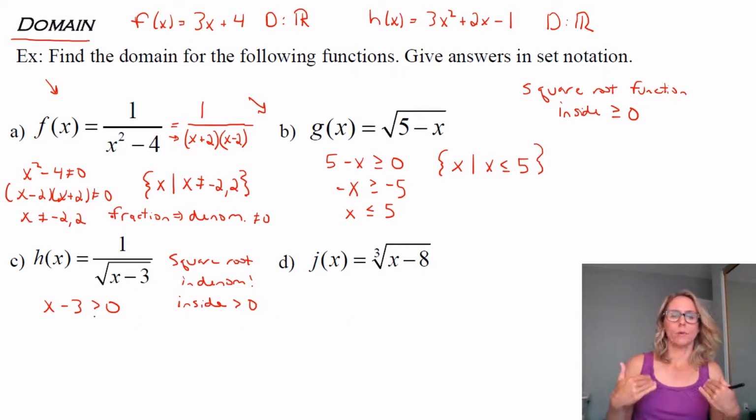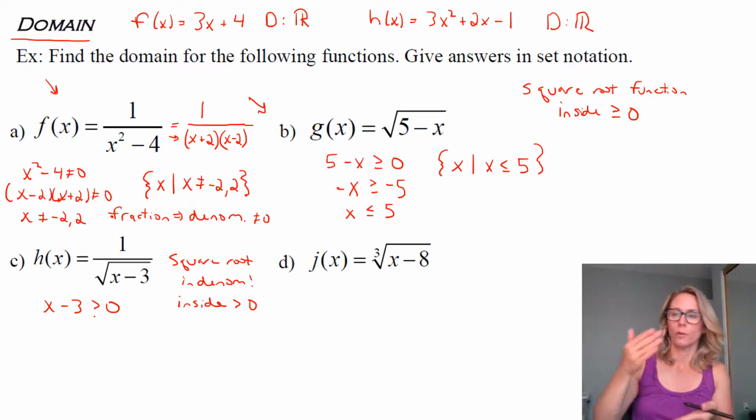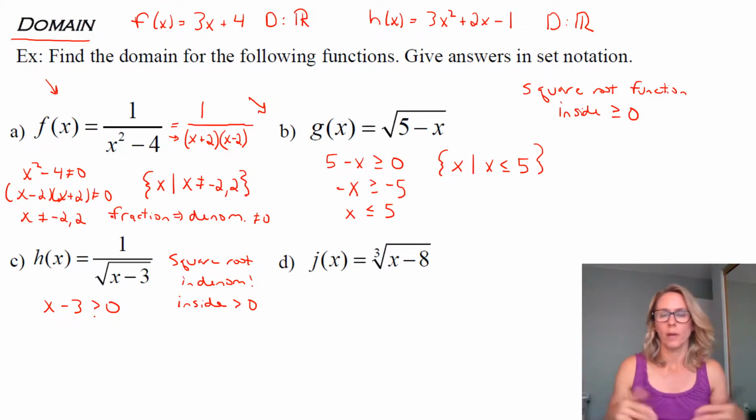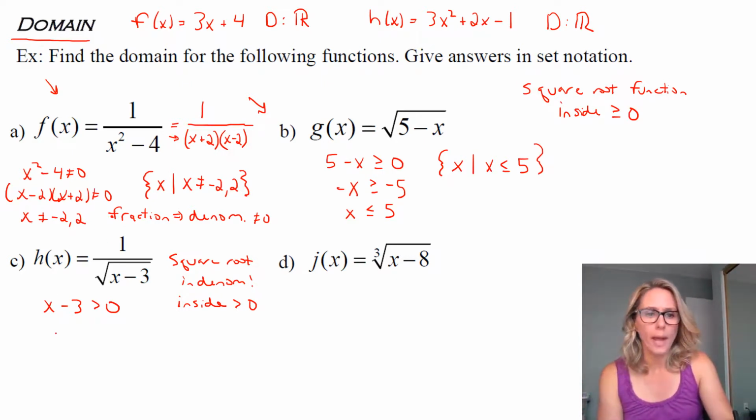As long as the inside is greater than 0, you're going to have a positive number in your root. You're going to be able to take the square root of it. It's going to be something real. It might not be pretty. It might be irrational. That's okay. That's still a real number. 1 divided by that, still a real number. So x is greater than 3.